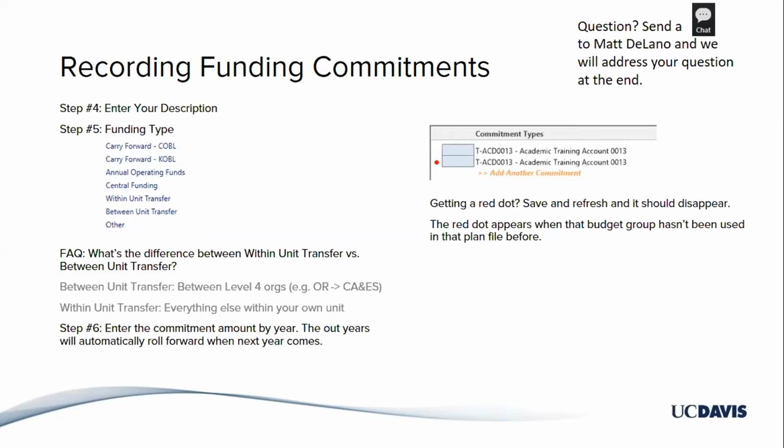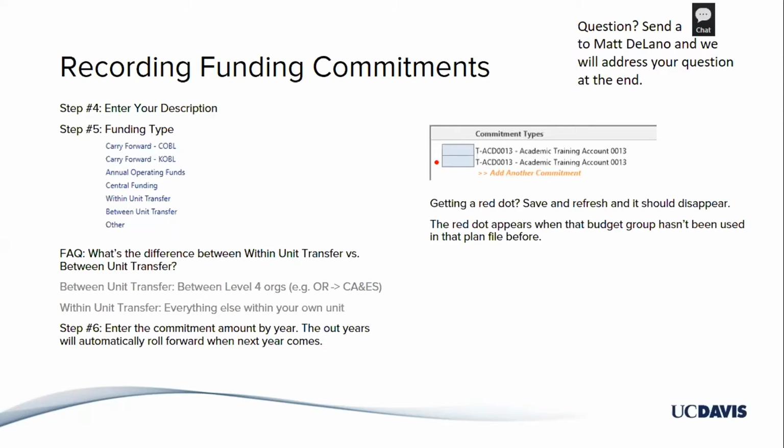So a question that I get frequently is, what is the difference between a within unit transfer and a between unit transfer? And simply put, the between unit transfer is between any level 4 orgs. So if it's between, you know, like for instance, the Office of Research and the College of Ag, where it's passing from one college to another, or from one administrative unit to another. Whereas within unit transfer is everything else within your own unit. So if OR has commitments between their departments, it would be a within unit transfer.